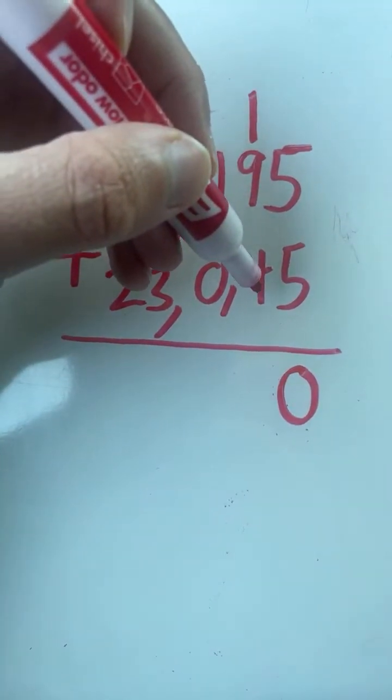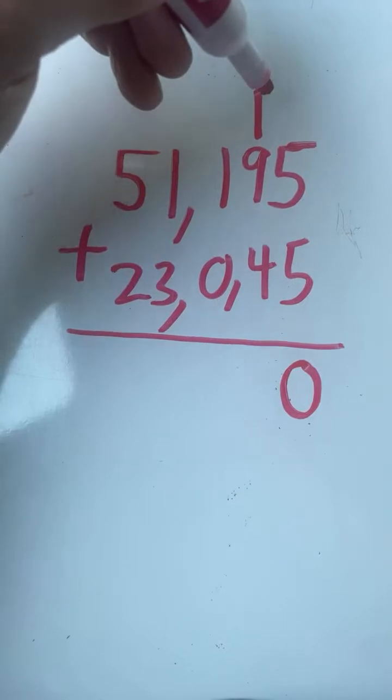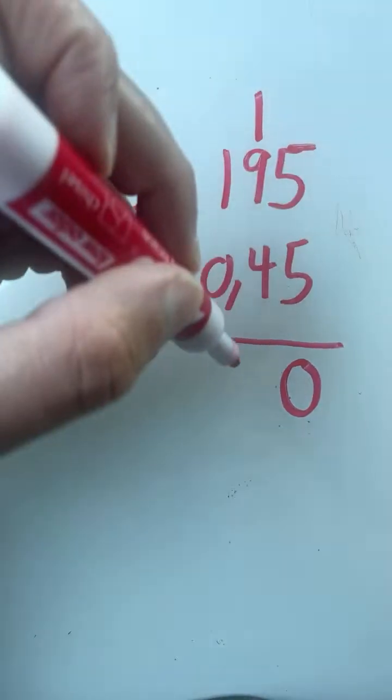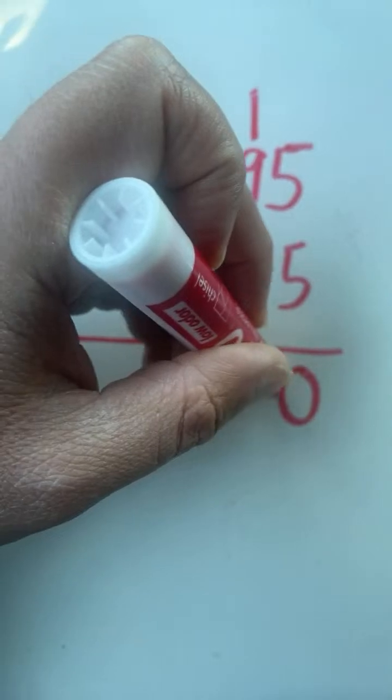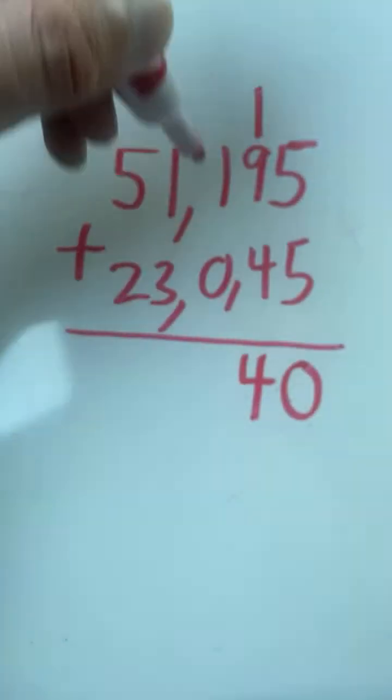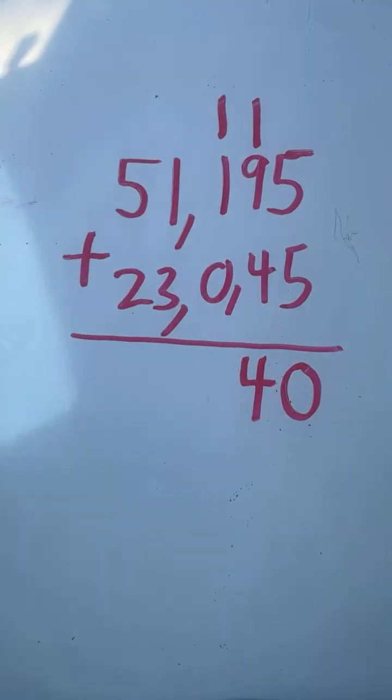9 plus 4 equals 13, plus 1 equals 14. So the 4 in 14 goes in the tens place. The 1 in 14 gets carried over to the hundreds place.